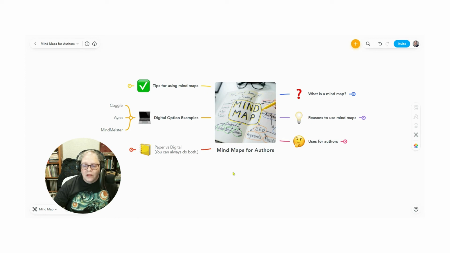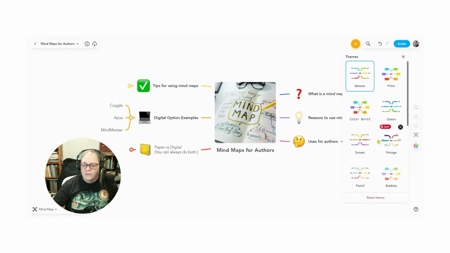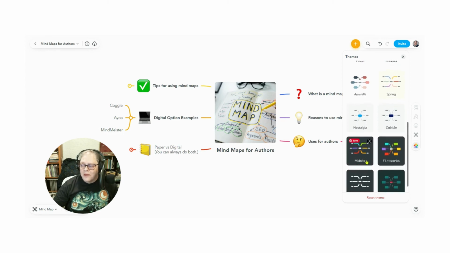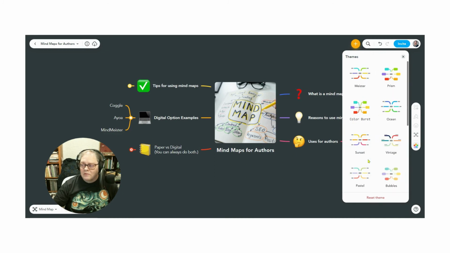One of the reasons I like MindMeister is they have this little theme button over here with several different themes, both light and dark. This is the default. It's called Meister theme, and then they have the dark Meister theme. And as you can see, I have decorated this one up with icons and a photo for the central idea and a hand-drawn mind map.